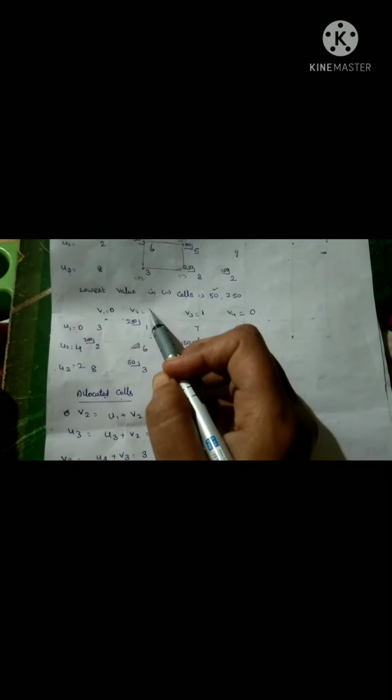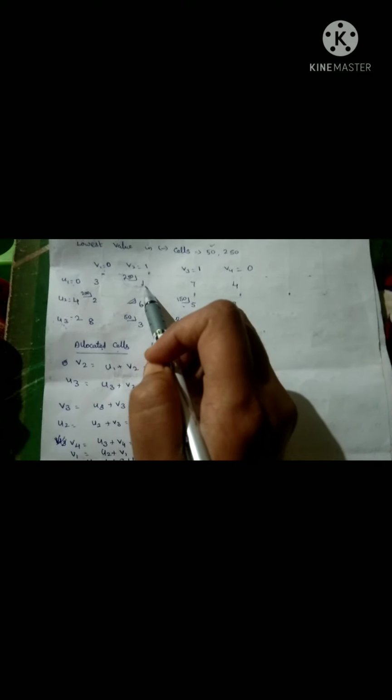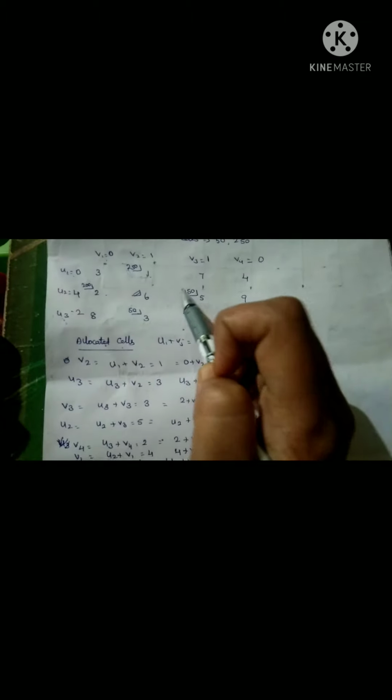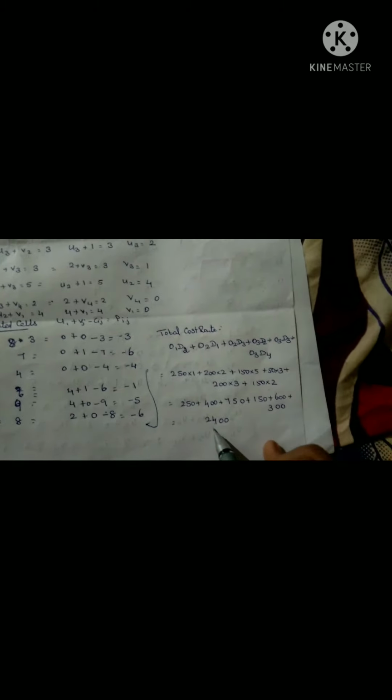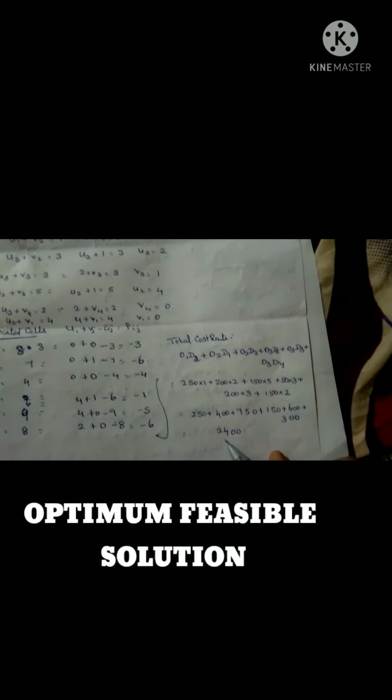For this I need to find out the total cost. So here the total cost is computed from the allocated cells, that is O1 D2, O2 D1, O2 D3, O3 D2, O3 D3 and O3 D4. We have to add all these and find out the total cost. The way I find the total cost is that the values in the selected allocated cells should be multiplied by their costs. That is, 250 should be multiplied with 1, 200 should be multiplied with 2, 150 should be multiplied with 5, and the same steps should be repeated. Finally I added all these values and found the value of 2400, which is the optimum feasible solution according to the UV method.